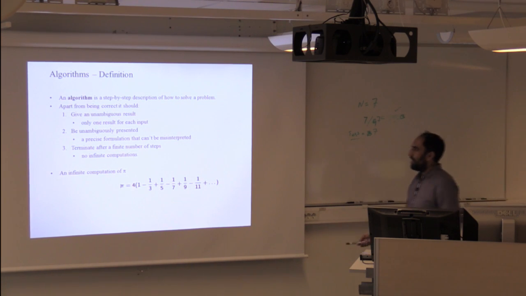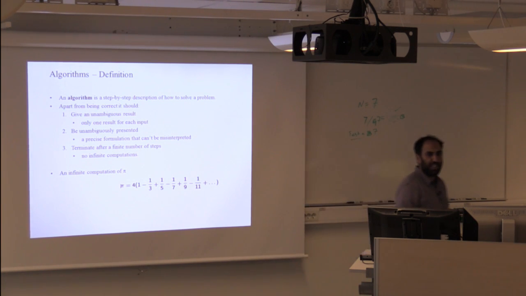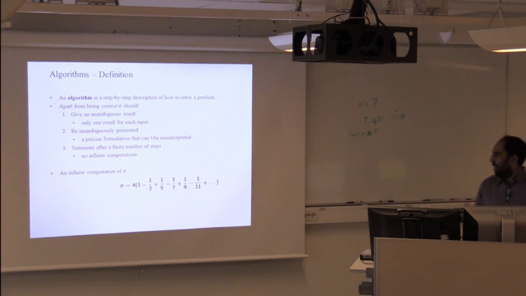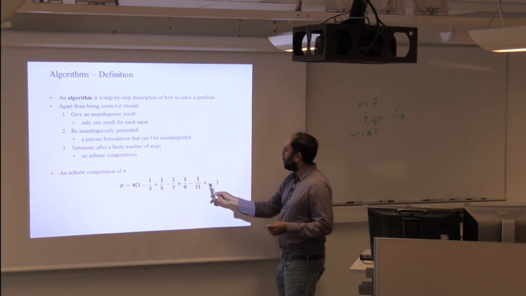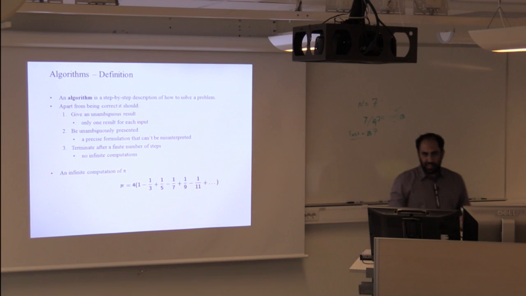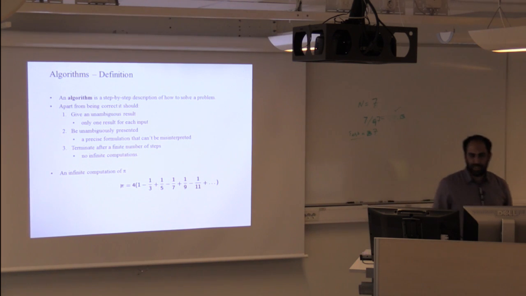For example, here we have an equation to compute the value of pi, a mathematical symbol, but here you see that it's a continuous operation. There is an infinite number of steps. So in that case, this cannot be transformed into an algorithm.